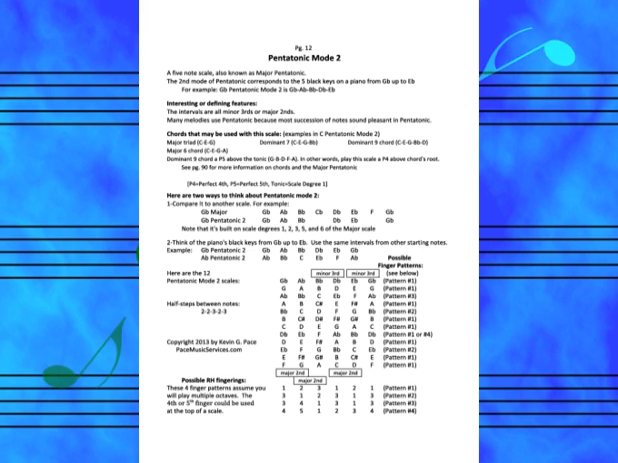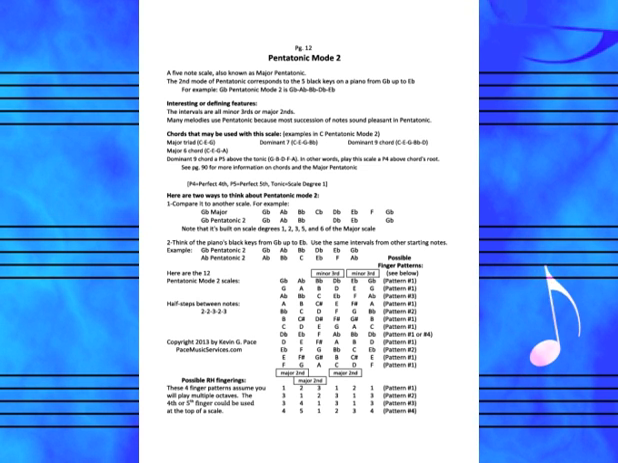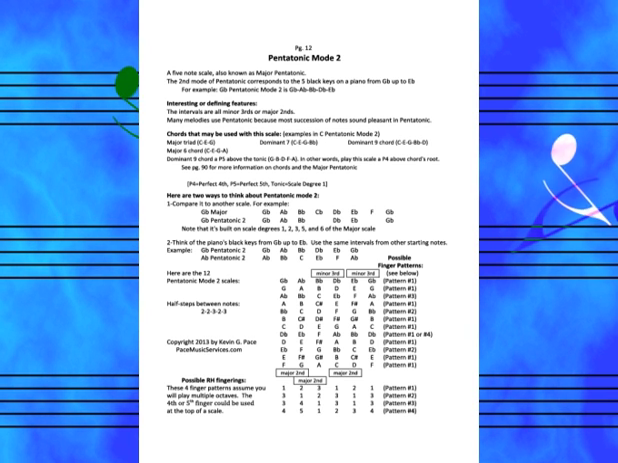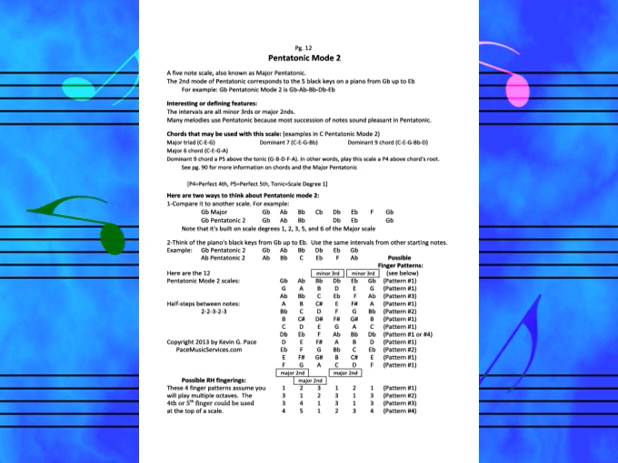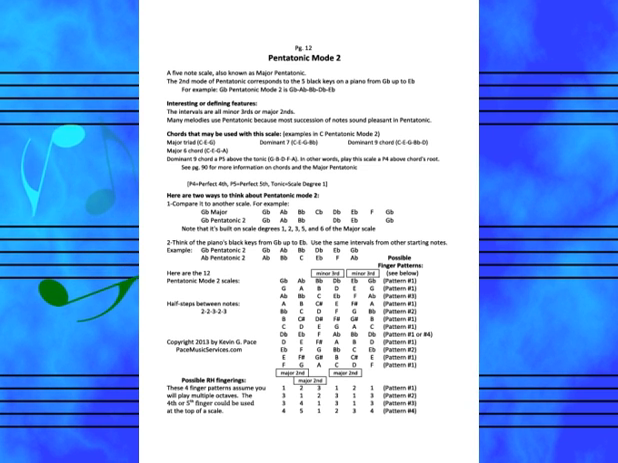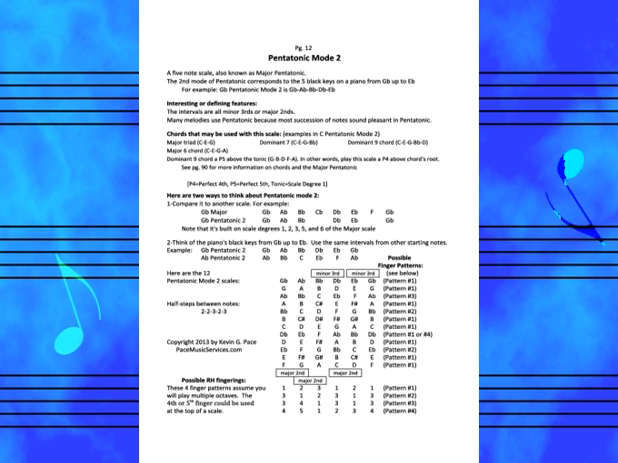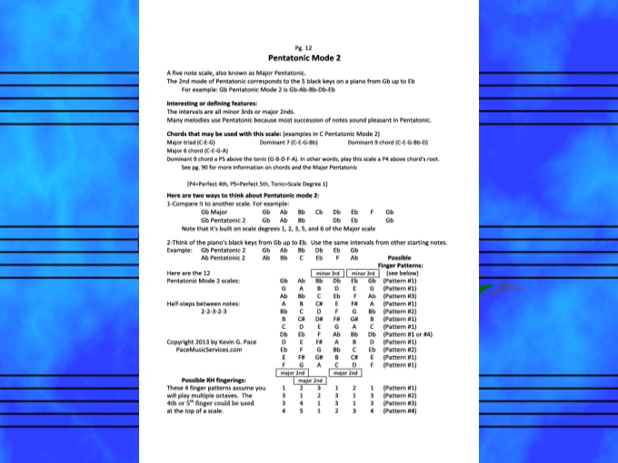The intervals between individual notes are all minor thirds or major seconds. Many melodies use the major pentatonic scale because almost any succession of notes sounds pleasant in major pentatonic. There are several chords that may be used with this scale. Some possibilities built on scale degree 1 are major triads, major 6 chords, dominant 7 chords, dominant 9 chords, and dominant 9 chords a perfect fifth above the first degree of the scale.